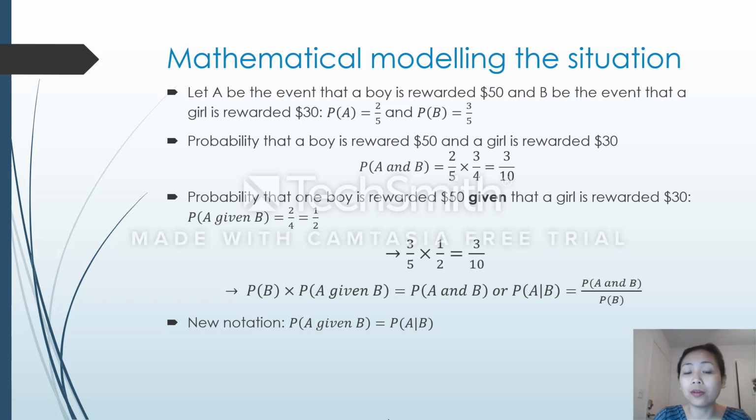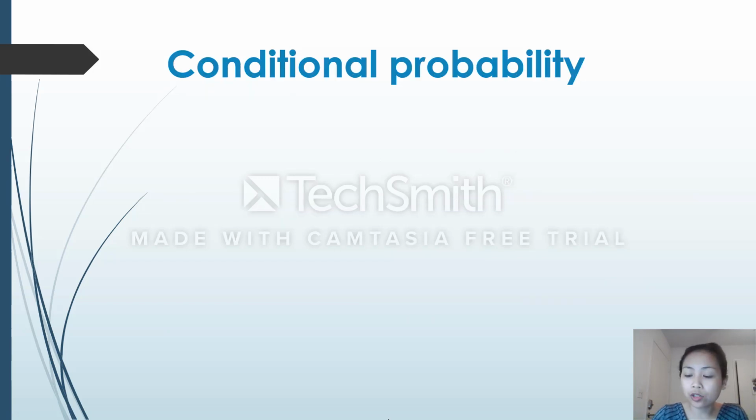So please make sure that you learn the notation, because in the textbook, or in any question on the exam, you will sometimes see probability of A slash B, not probability of A given B. So we have constructed the formula for conditional probability. Now we go to the definition.